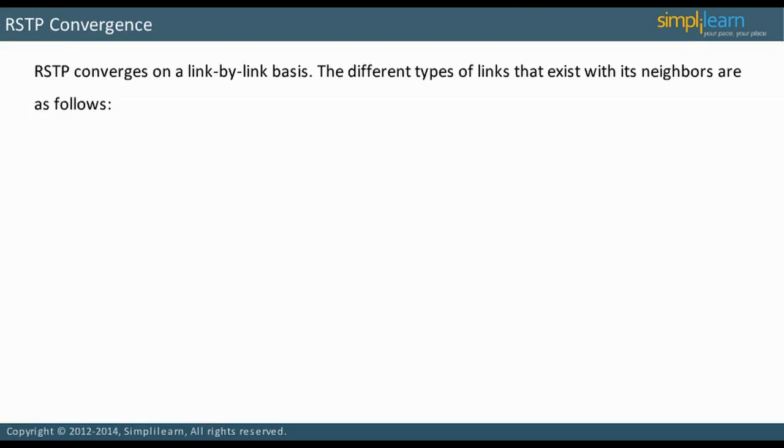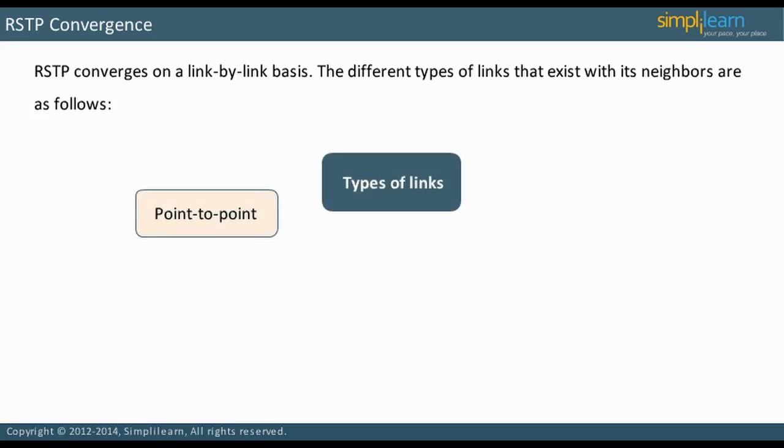RSTP converges on a link-by-link basis. It looks at neighbors to determine whether to forward or block. It behaves differently depending on the type of link existing with its neighbors. The first link type is point-to-point, where communication is full duplex on the link. A shared link type uses half-duplex communication.